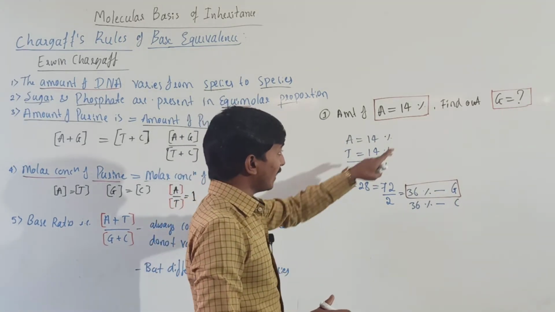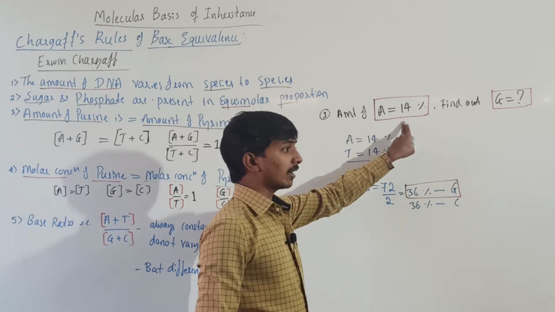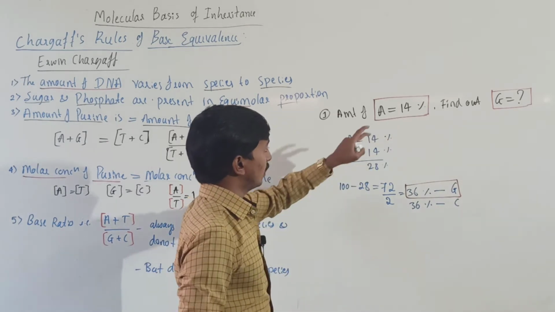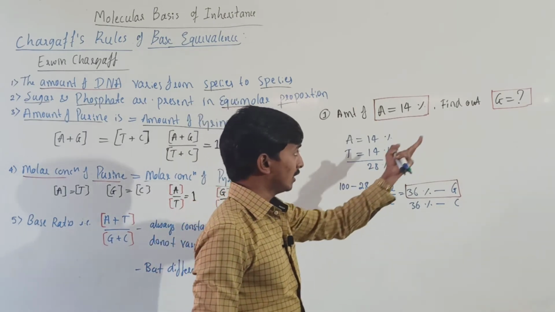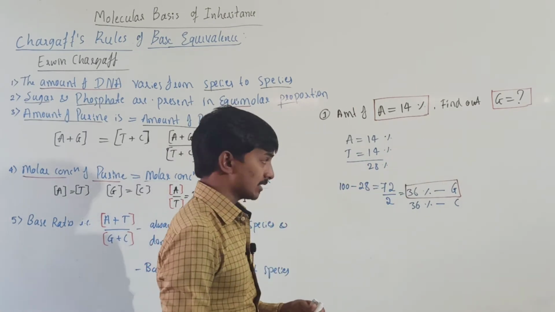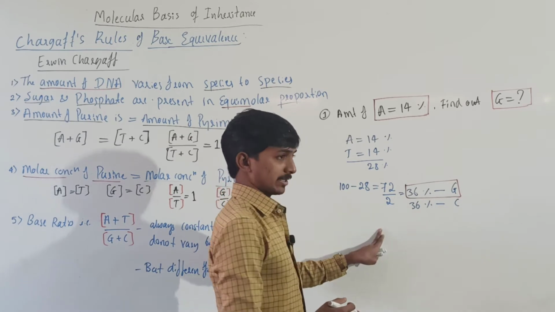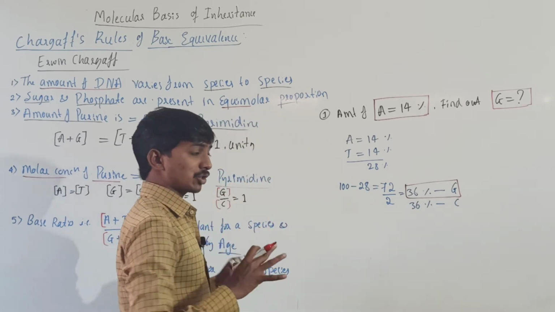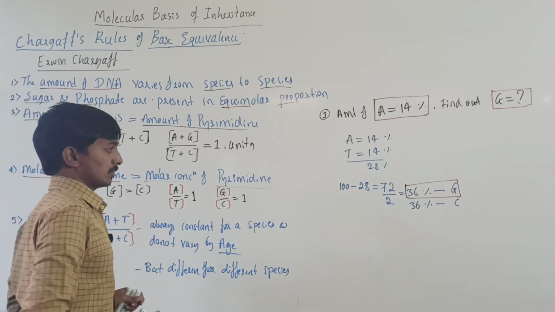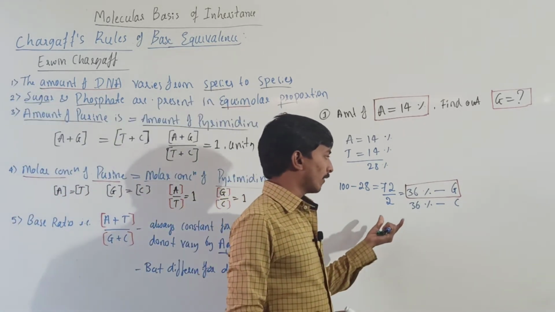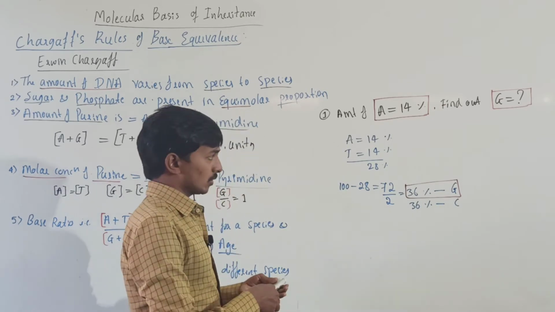Like that, they will give some other number also. In the place of adenine, they will give thymine 20%. What is the percentage of cytosine there? You just make it all add up to 100% and you will get the answer. These are the easiest problems of this molecular biology chapter. You will get the idea when you solve two or more questions.